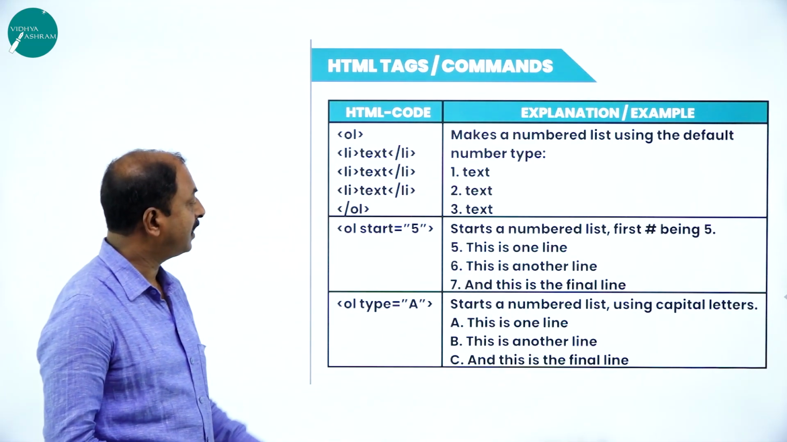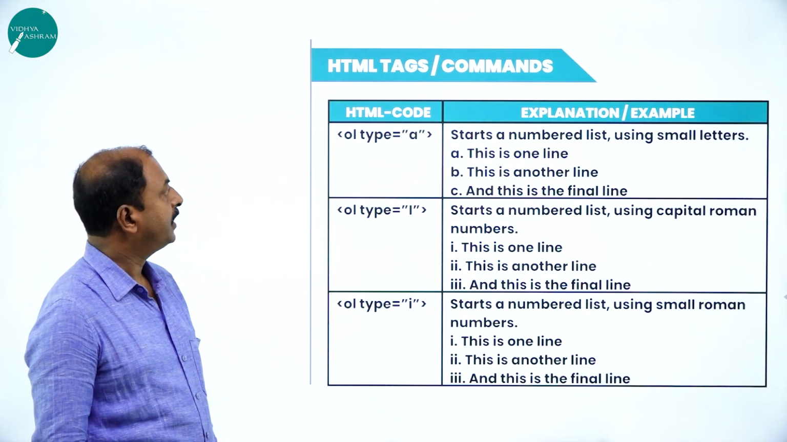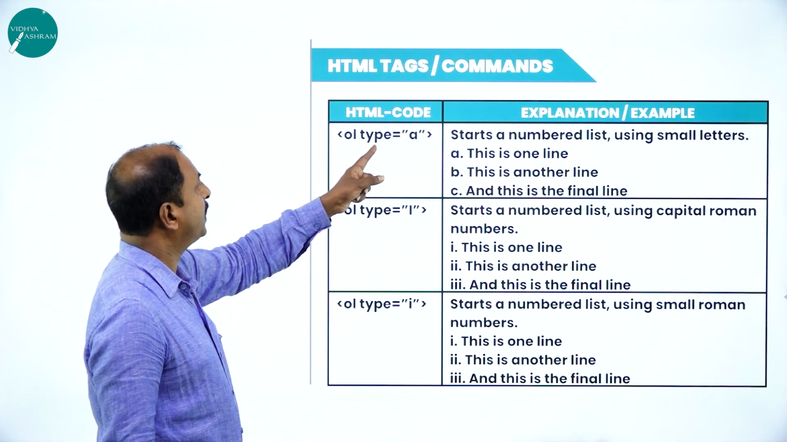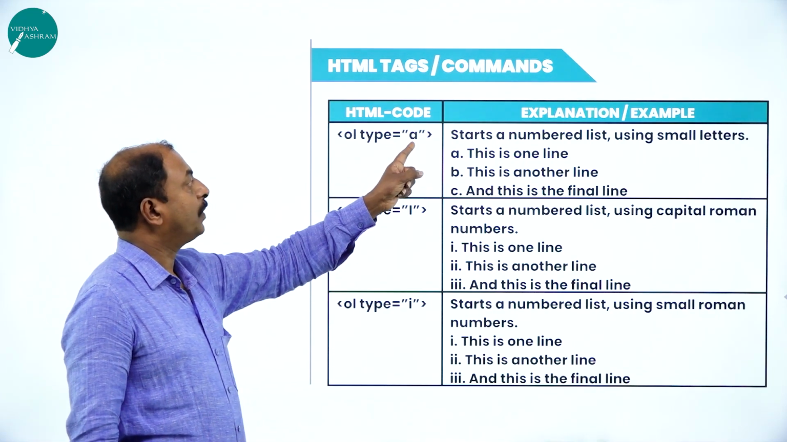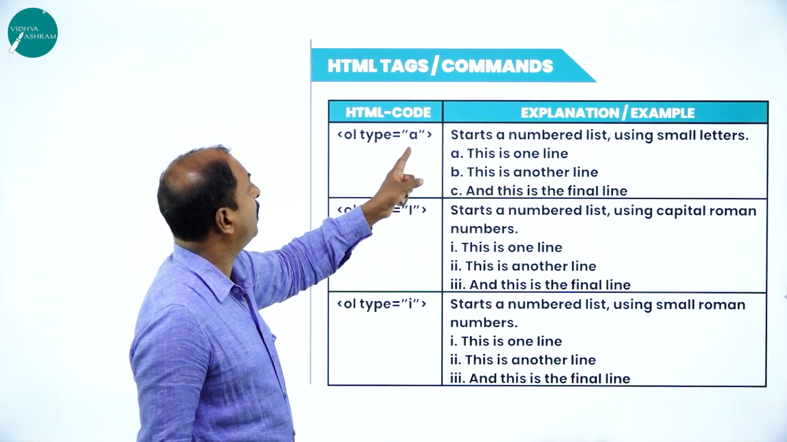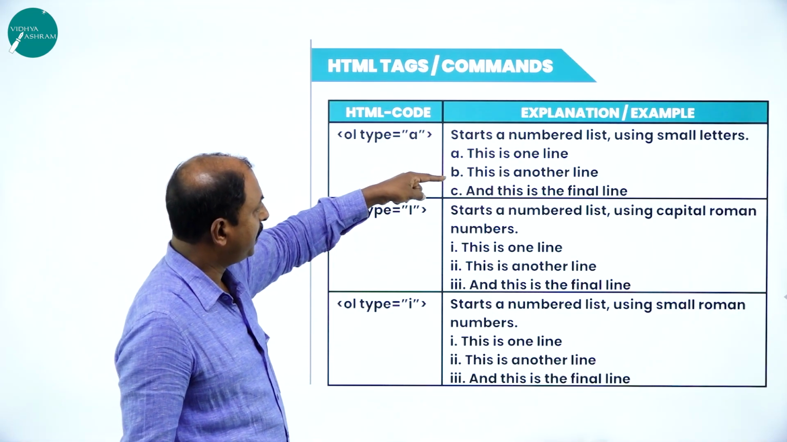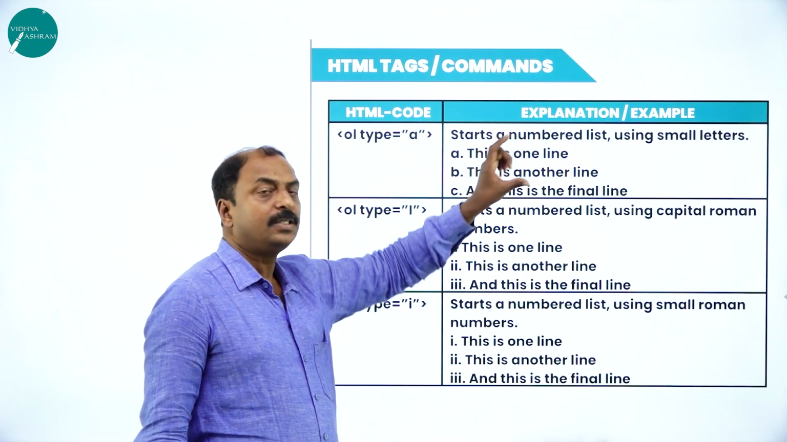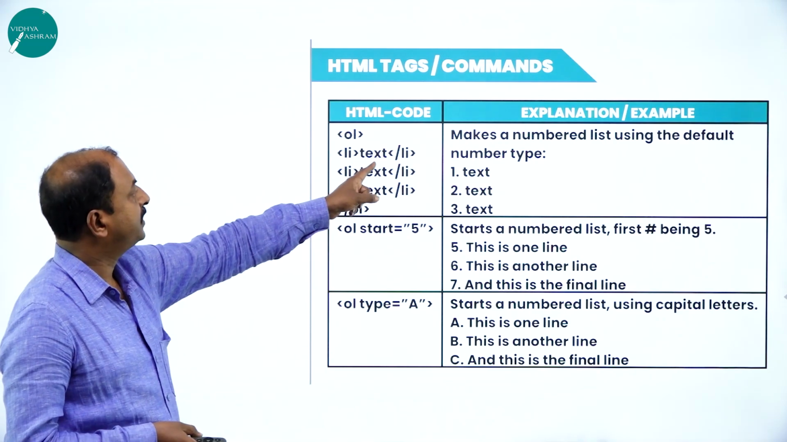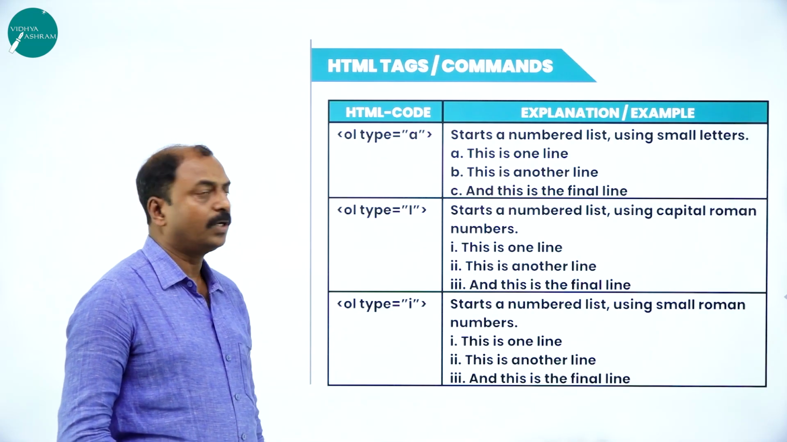So this is one example of a numbered list. Now let us move on to the next slide and see other types of numbered list. The next example is OL type equals small letter a within double quotes. Here the list starts with small letter a. The output for this example would be a, b, c. These are the list items, and these are the items we have mentioned here as text. So this is another example for a numbered list.